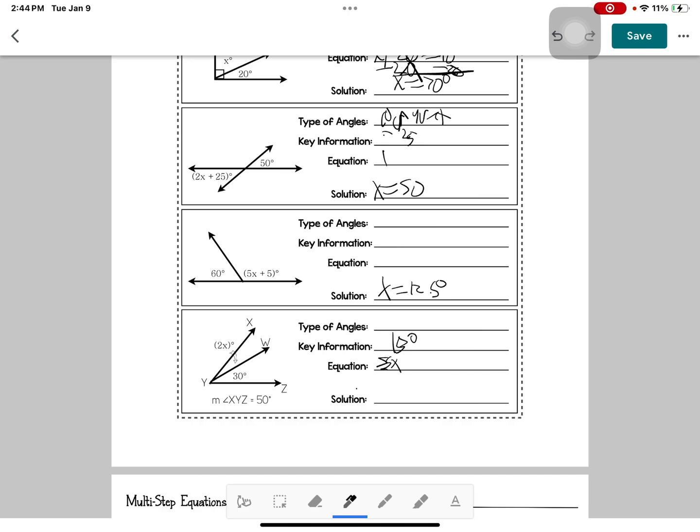What is this equal? 150. What just happened? It's 115. Right, but then you have to divide by 5.